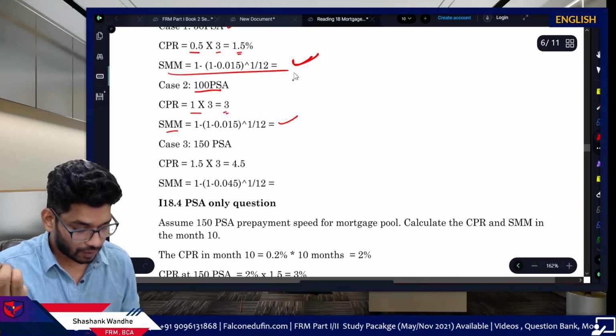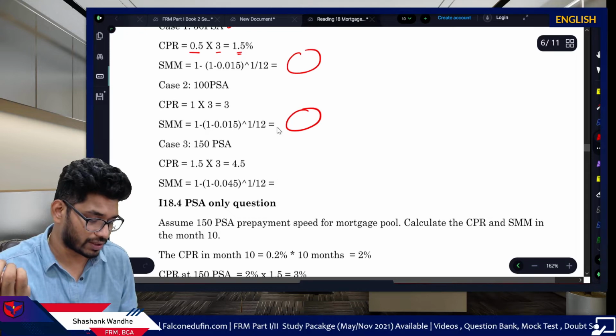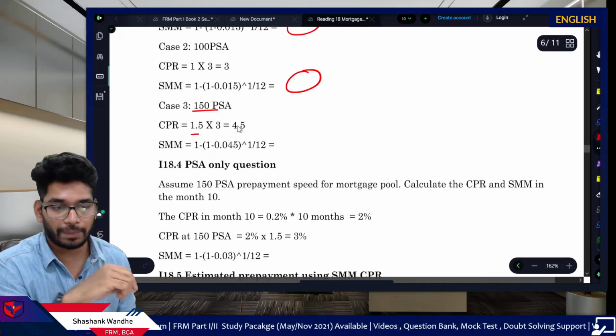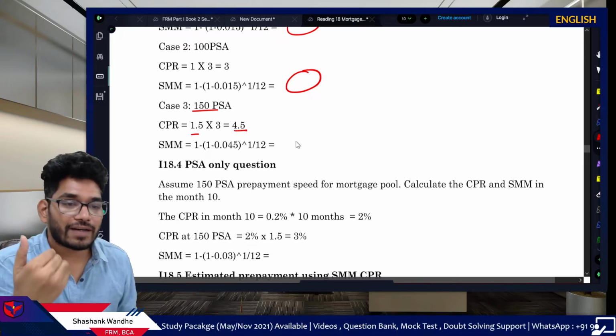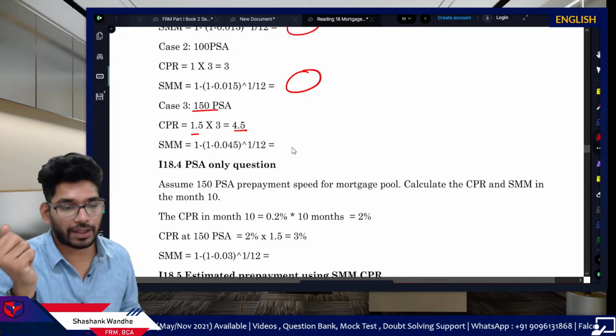Okay. This is actually homework for you. That's why answers are not mentioned. You have to calculate this. And then for 150 PSA, 1.5 multiplied by 3%, 4.5%, and then SMM. So whatever the SMM is, that particular value will be paid or prepaid in that particular month.